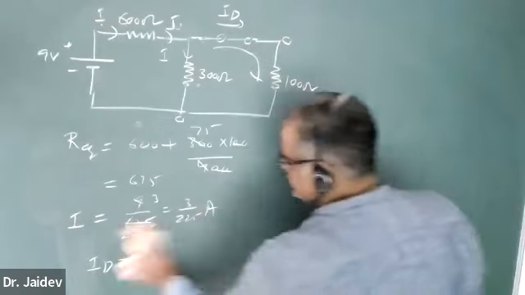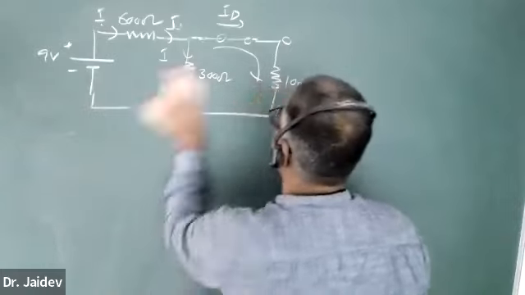This is 0.01 ampere. Okay. So this is the value of ID.